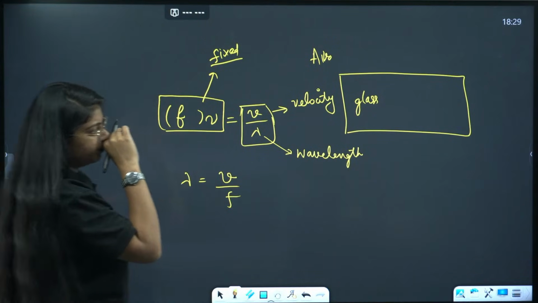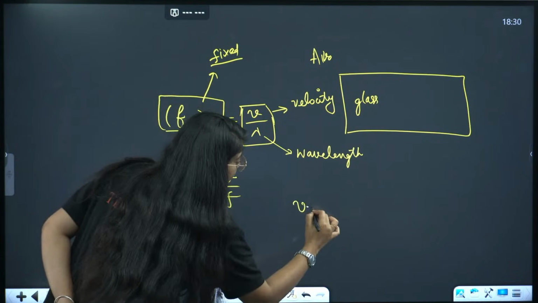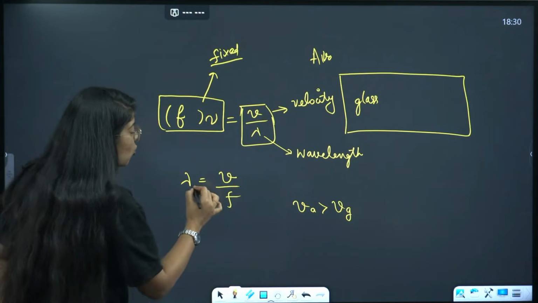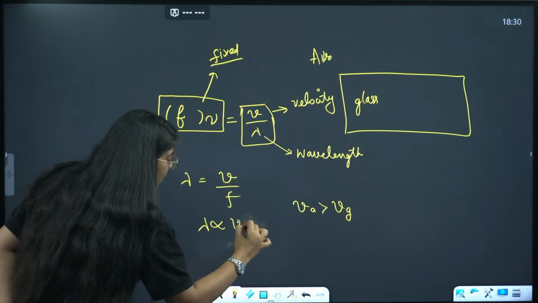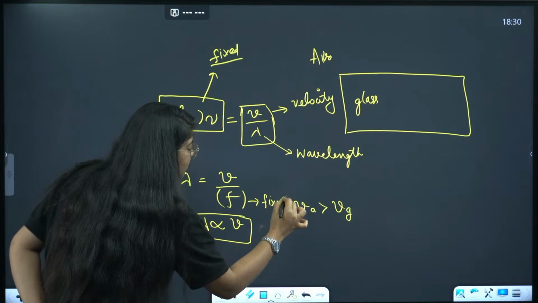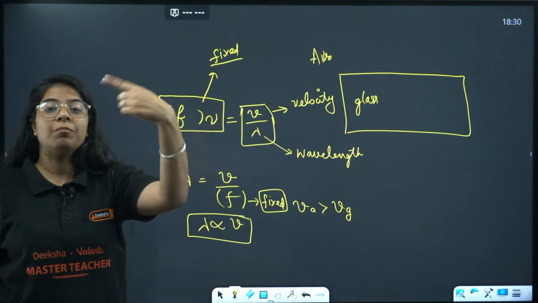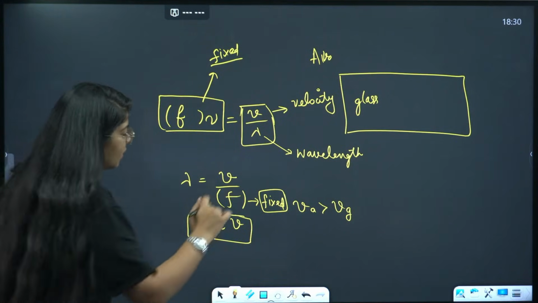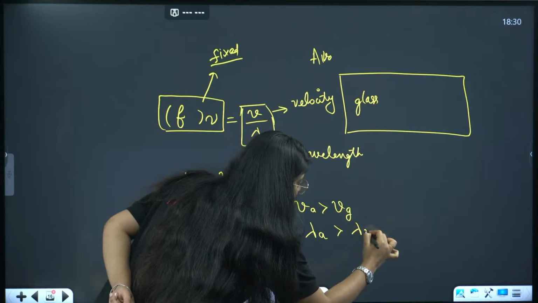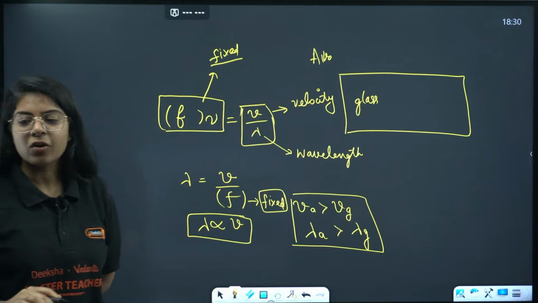Now the speed of light in air is definitely more than the speed of light in glass, we know that, correct? So from here, lambda is directly proportional to v, right? Because f is fixed. If v is more, lambda is more. Lambda is the wavelength. So that means the lambda of light in air will be more than the lambda of light in glass. Done? And this is how you solve a question. Clear? Very good.